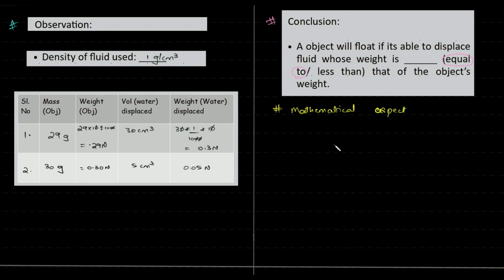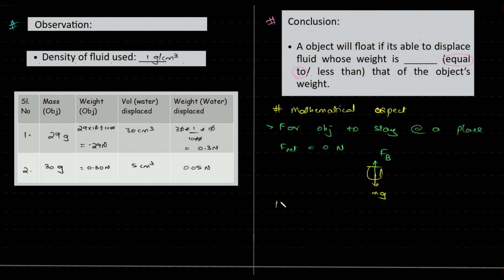For an object to stay in a place, what should happen? For an object to stay at a place, the net force should be equal to 0 Newton. Agree? Now, what is happening over here? We have the object being pulled down by gravity, m into g, and there should be an upward force, Fb, right? They should be equal to each other.